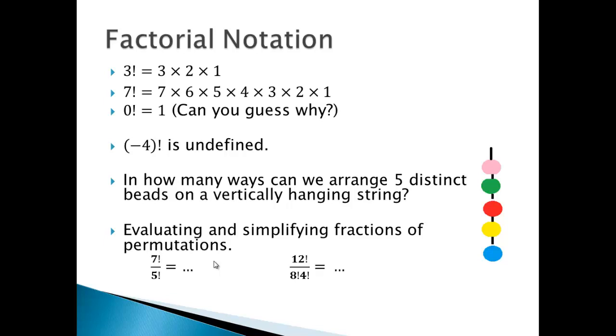Now, when we're computing probabilities, as we were in the examples with the birthdays, it's oftentimes the case that we have fractions composed of factorials. Here are a couple of typical ones: 7 factorial divided by 5 factorial, and 12 factorial divided by the product of 8 factorial and 4 factorial. I want to show you a quick trick for evaluating these fractions without writing out the factorials in their entirety.